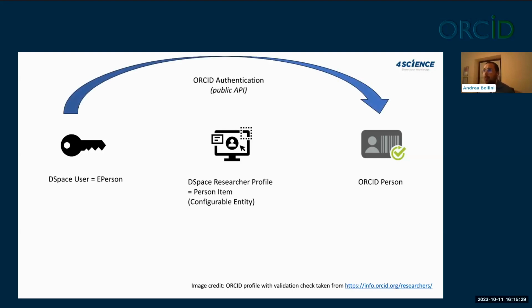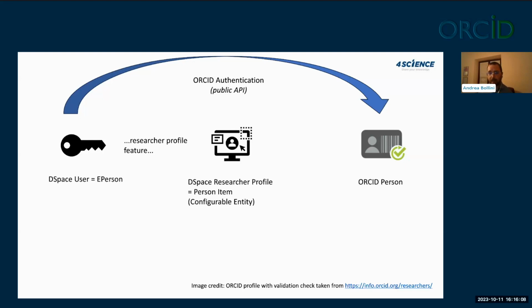The integration allows you to connect the DSpace user, so the DSpace account, with the ORCID credential. If you enable the authentication that requires only the public API, you can log in to DSpace using the ORCID credential. And this means that you have coupled the ORCID profile with the person in DSpace. To create a link between the user account, so the credential in DSpace, and the researcher profile, you need to enable the researcher profile feature.